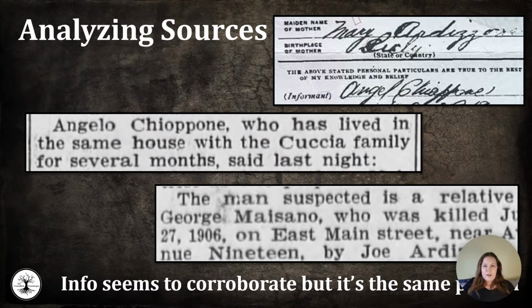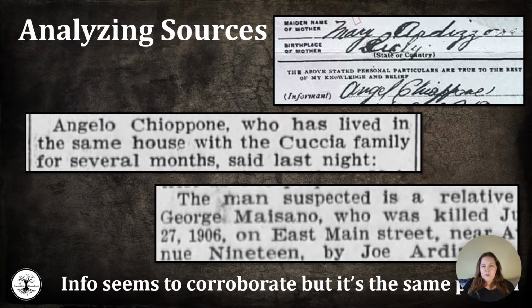This example here was for Joseph Cuccia, who was murdered in 1906 in Los Angeles. He was a Sicilian immigrant. And I searched high and low for the Mary Artisoni that was listed as his mother's maiden name on his death certificate. But then I thought about it and I'm like, who is Angelo Chiapponi, who's listed as the informant? How does he necessarily know that that is the name of this guy's mother? Is he a reliable informant or not?